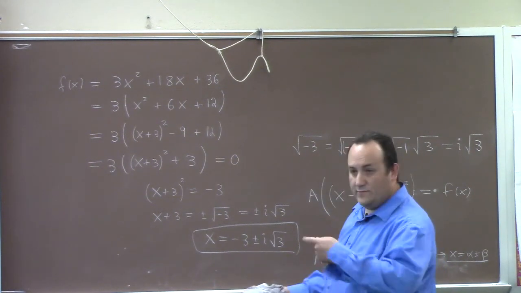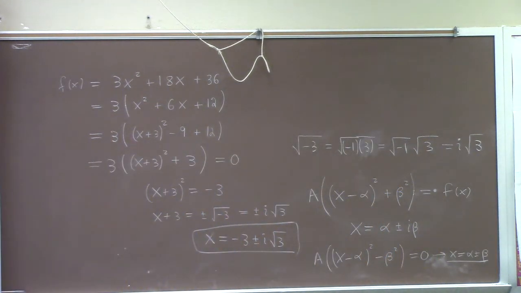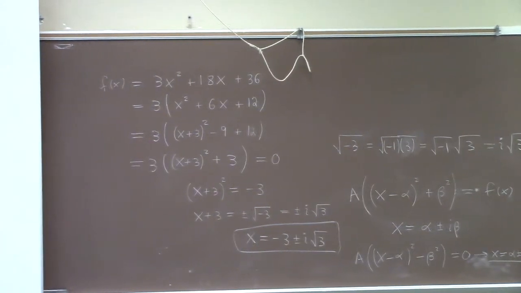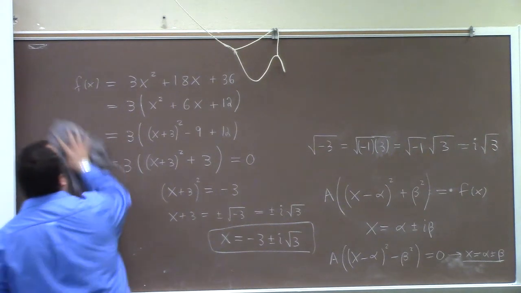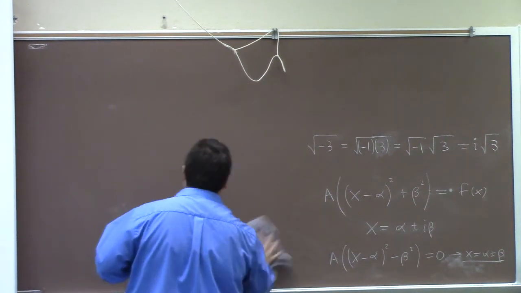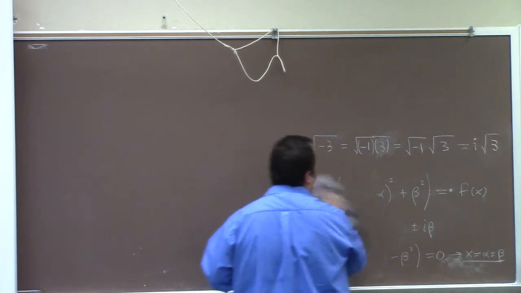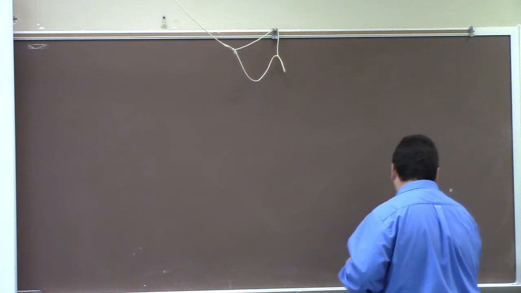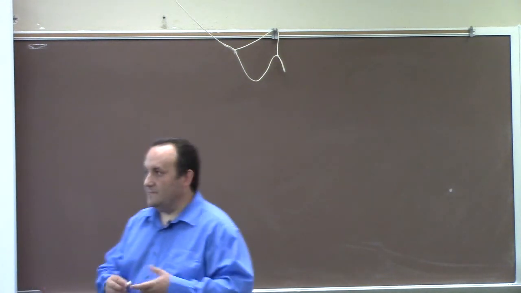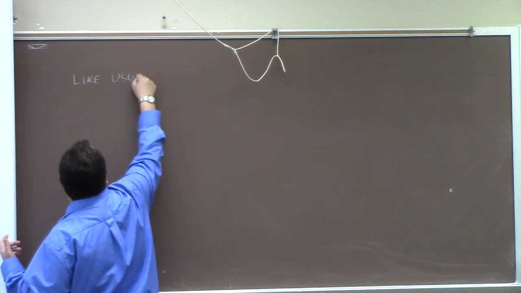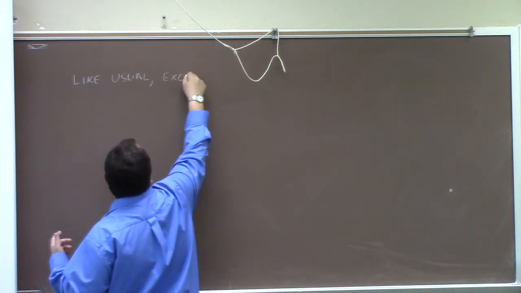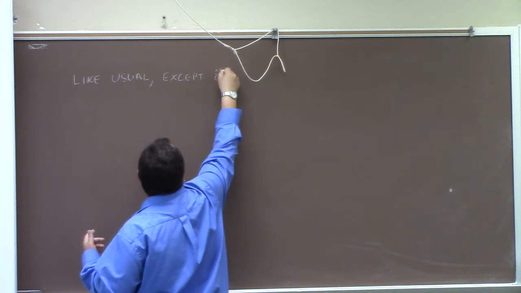Okay, so what was the last problem? Oh, this one. Sure. So the question really is, how do you do complex arithmetic? And the answer is, you do regular arithmetic, just as usual, except i squared equals minus 1.